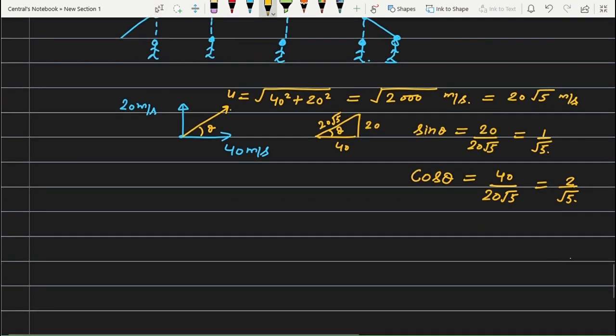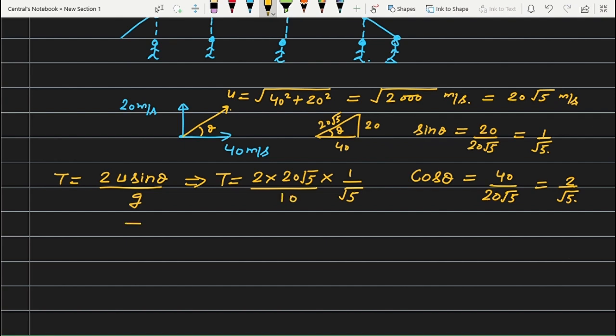So now first, time of flight: if we apply 2u sin theta by g, we will get t equal to 2 into u, which is 20 root 5, into sin theta, which is 1 by root 5, upon g, which is 10. So the 10 cancels with 10, root 5 cancels with root 5, that is 4 seconds.